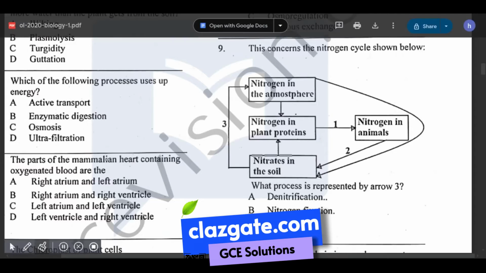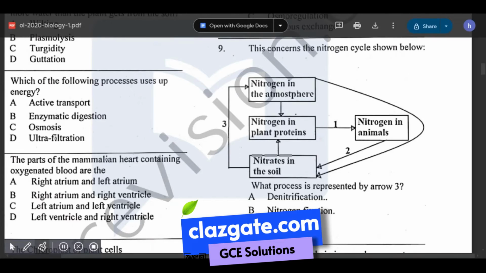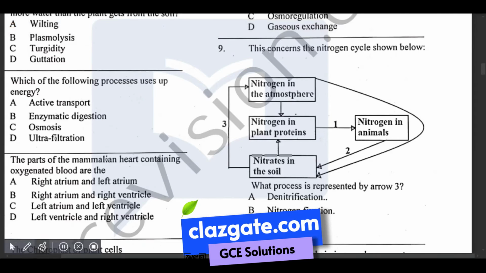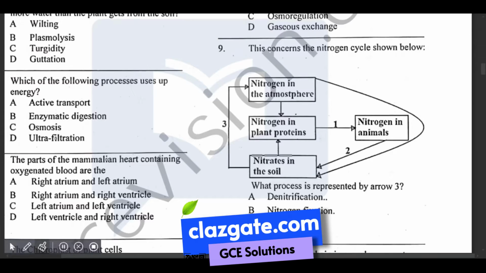What is that? It is denitrification, okay, because this is a nitrogen cycle. Nitrogen gas in the atmosphere is converted into usable forms. Okay, no, it is nitrification because the arrow goes up. If the arrow was going to the soil, it is denitrification, but since the arrow is going up, it is nitrification. So the answer is C. Our arrow is going to be up. From number 3, it leaves the soil to the atmosphere.